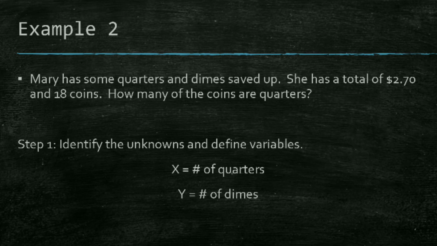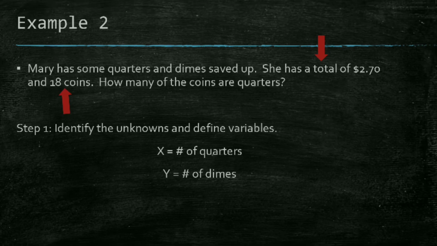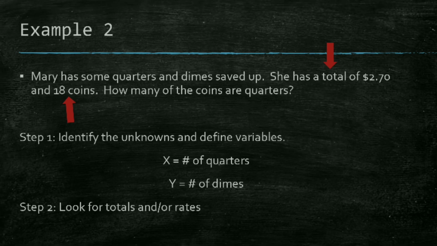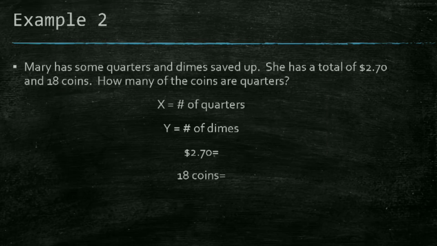Step 2, I'm going back to the problem and I'm looking for totals or rates. I see a couple totals here, $2.70 and 18 coins. Interestingly enough, both of those totals have different units, so I already know there's going to be 2 different equations, one equation representing money and one equation having to do with coins. So rates are not explicitly stated in this problem, but we know that dimes are 10 cents each and quarters are 25 cents each. So I'm going to use those rates in my money equation.